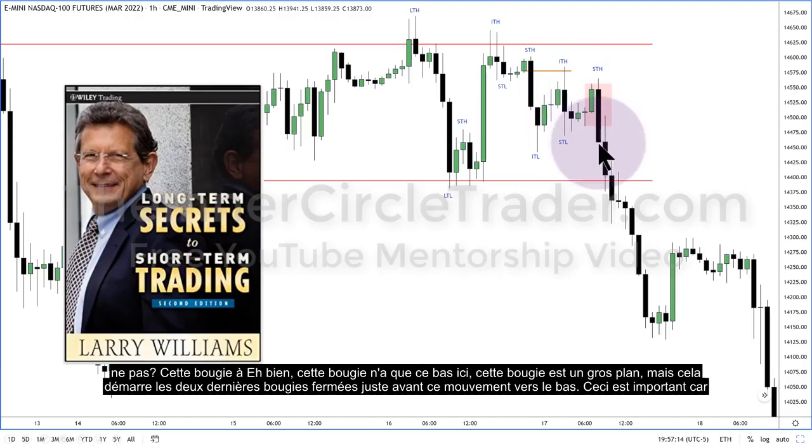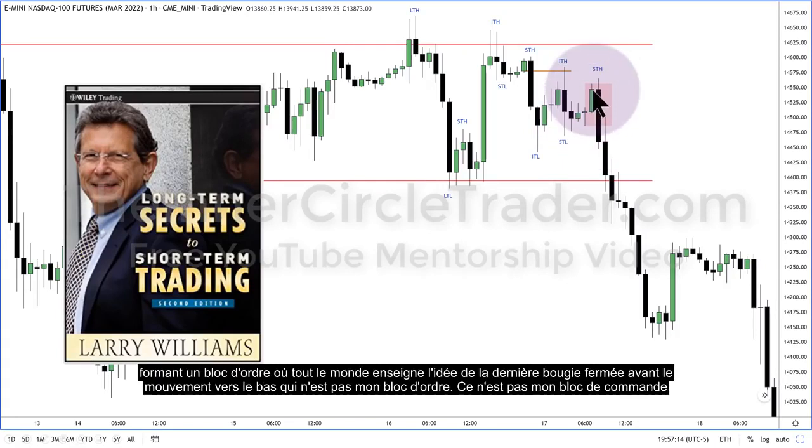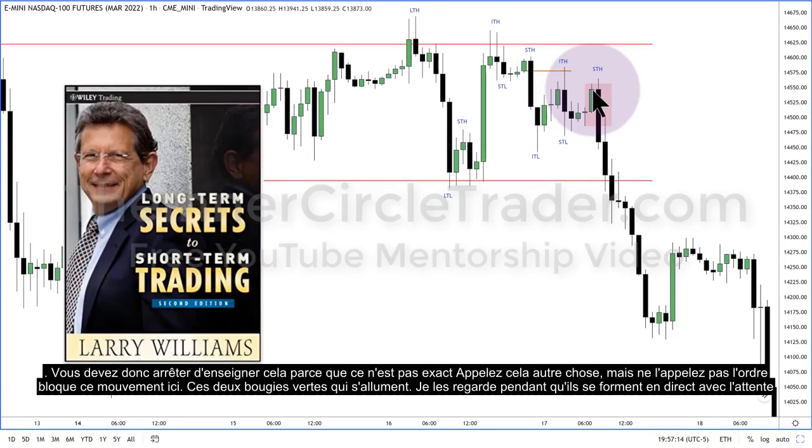This is important because we're going to look inside this shaded area and how we can use highly precise ideas within this order block. I'm anticipating this run up with these candles forming an order block where everyone else is teaching the idea of the last up close candle before the down move. That is not my order block. That is not my order block. So you need to stop teaching that because it's not accurate. Call it something else, but don't call it order block.